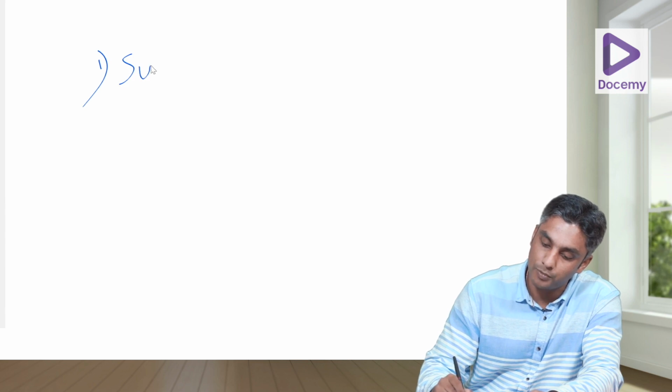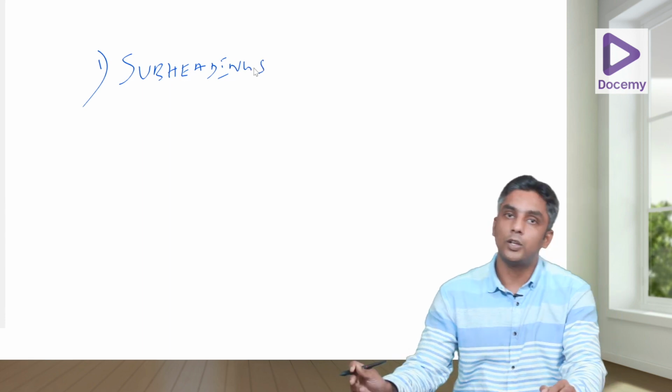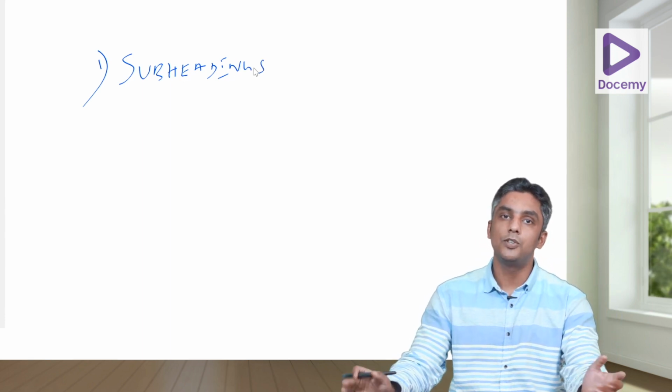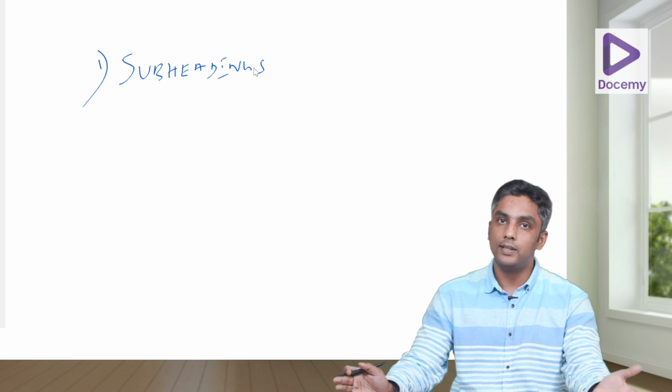Now, each answer in your exam paper should be structured. So it should have a framework, right? The framework can be divided into three headings. Number one, each answer should have some subheadings. So subheadings form the first part. What all subheadings you have to add depends on the topic, but again we'll discuss that in later sessions.